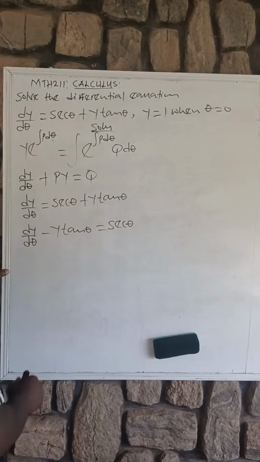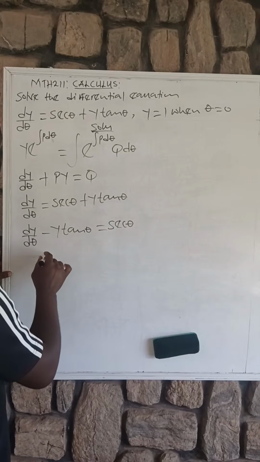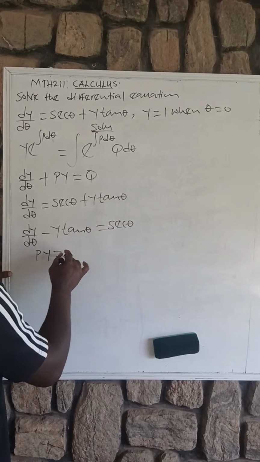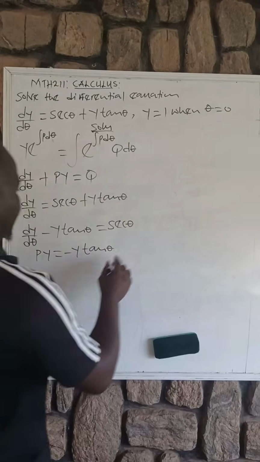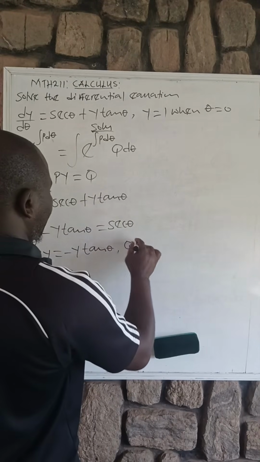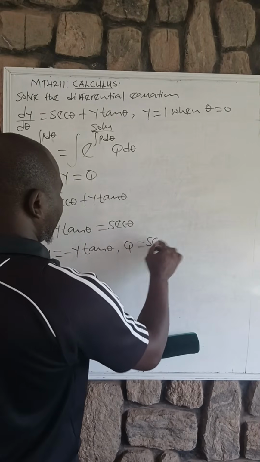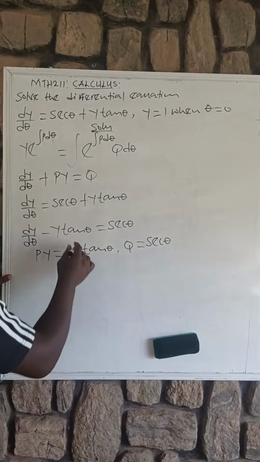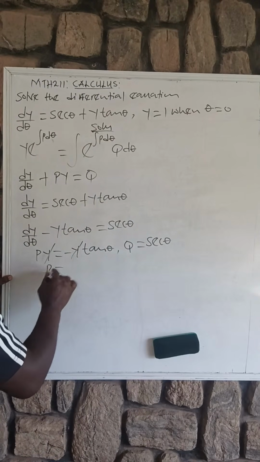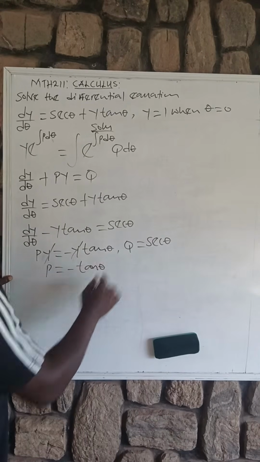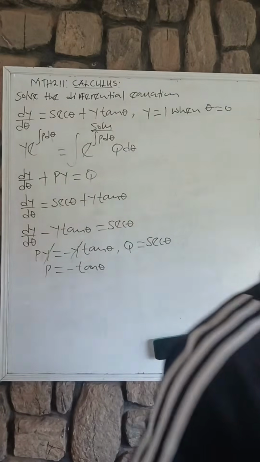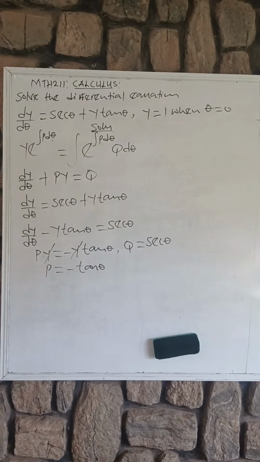Then let's equate it with this. It means our P1 is equal to minus y tan theta, right? Then our Q, sec what? Sec theta. So this and this will cancel to give us P equals minus tan theta. True or false? Look at the board. True, right? It is true.